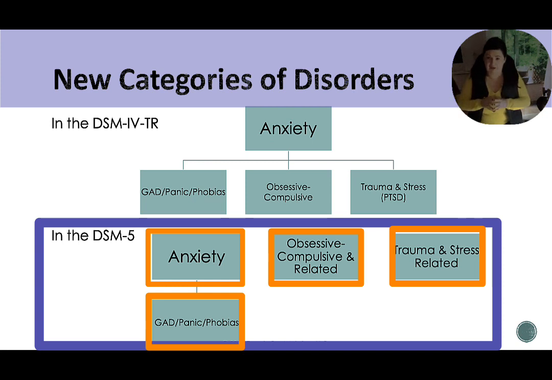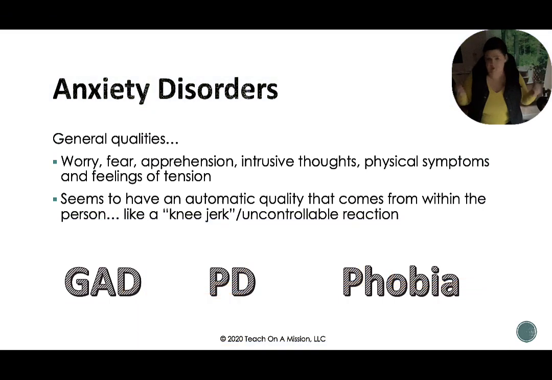We'll talk about why. Some of the general qualities of an anxiety disorder include the feeling of being worried. We really know that a lot of people have a very good understanding of what anxiety is, but it's good to just put some words to it, right? Worry, fear, apprehension, intrusive thoughts, meaning drilling their way into your brain and you can't set them aside. You can't tell yourself to stop thinking about it. You don't want your physical symptoms and feelings of tension to be going on, yet they seem to have an automatic quality to them.